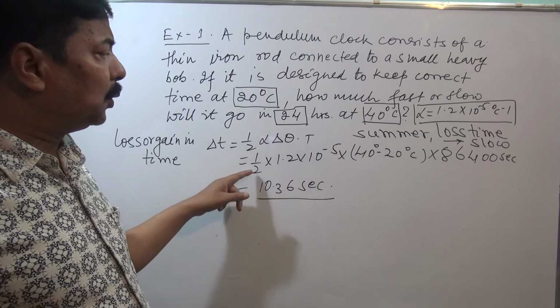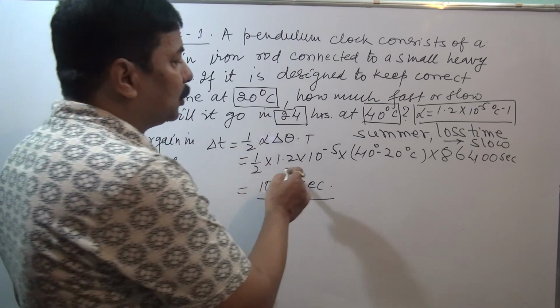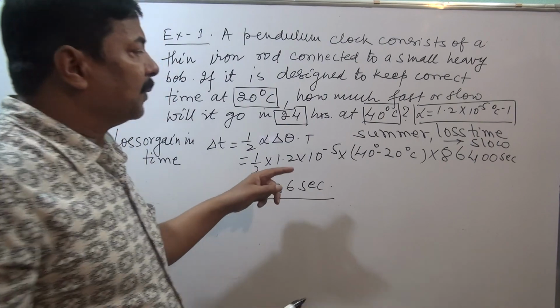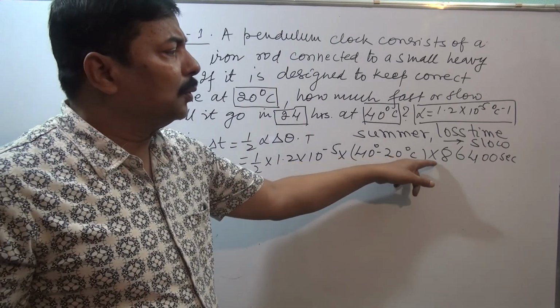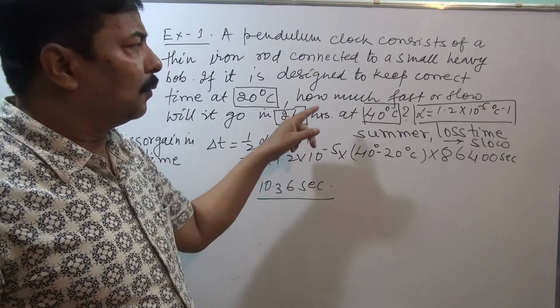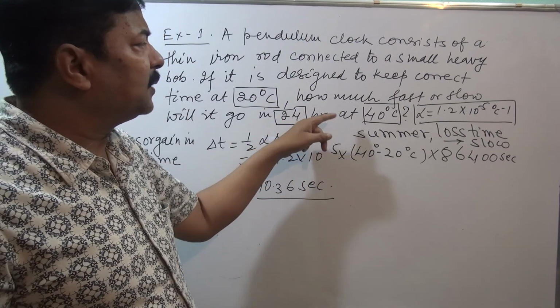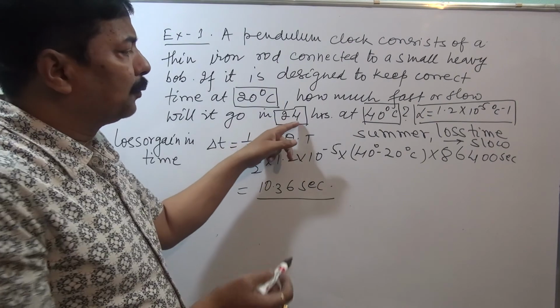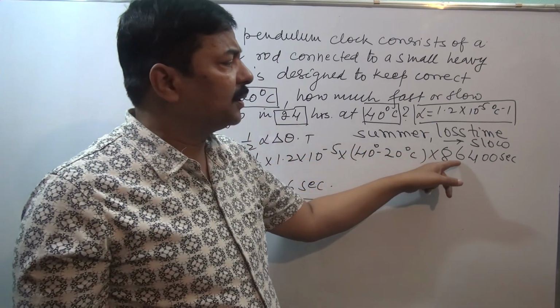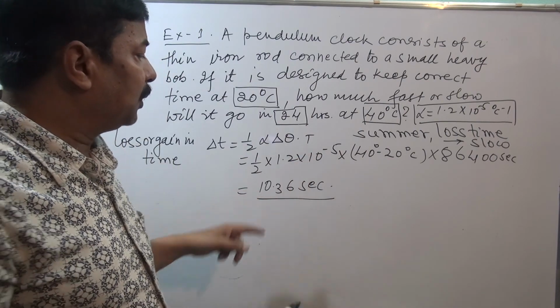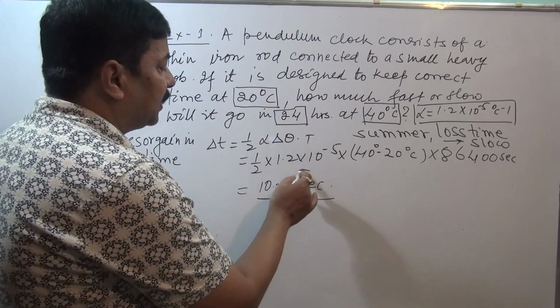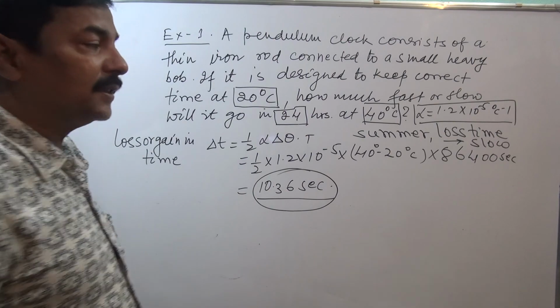So 1/2 into alpha, 1.2 into 10 to the power minus 5, change in temperature, 40 minus 20, into time, 1 day. 1 day means 24 hours. So 24 hours in seconds is how much? 86400. And by calculation, you will get the result 10.36 second.